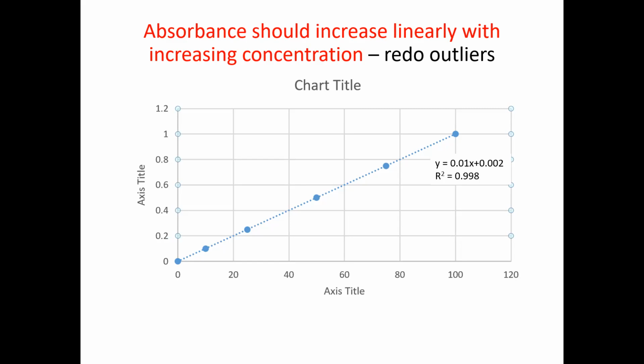R squared is 0.998. The closer to 1, the better your data fits the line. Most of you should get an R squared about this high. If not, you're probably not pipetting well.